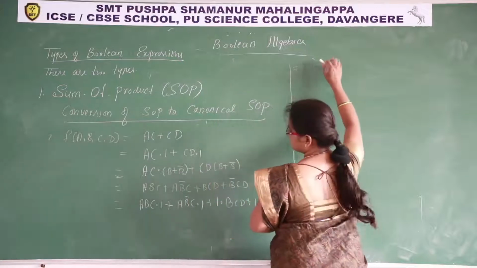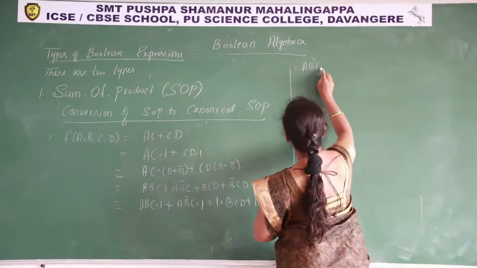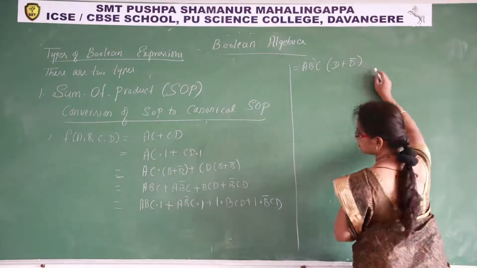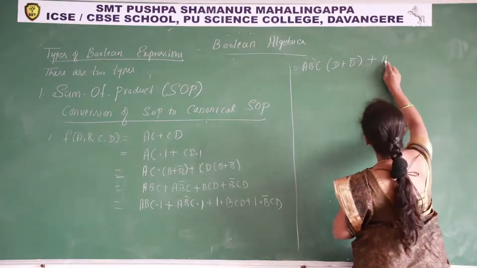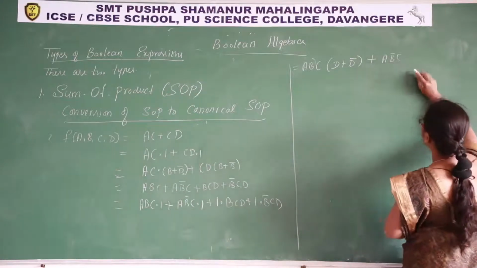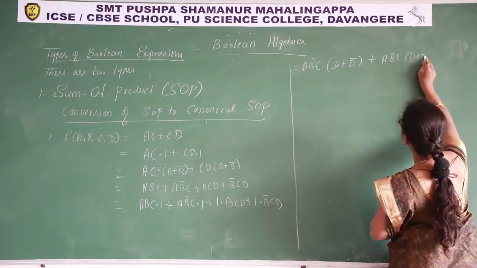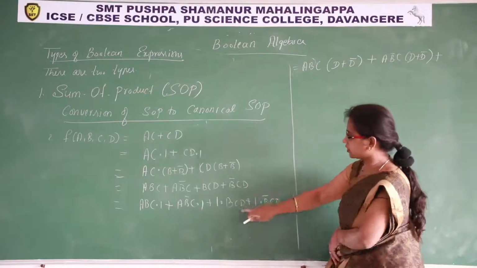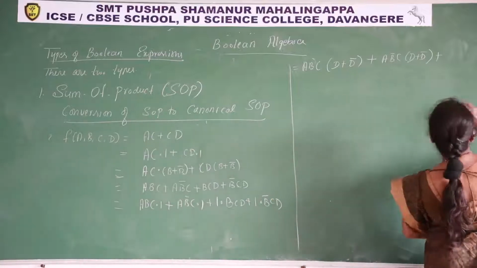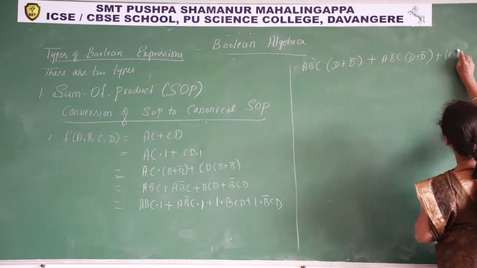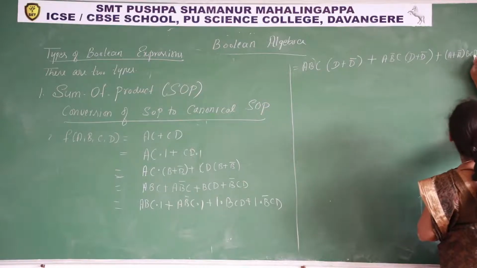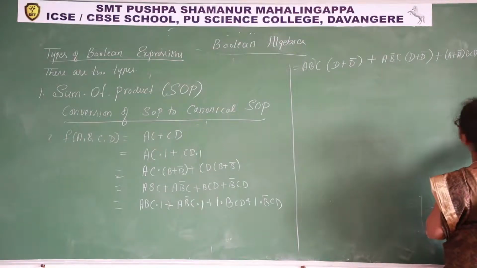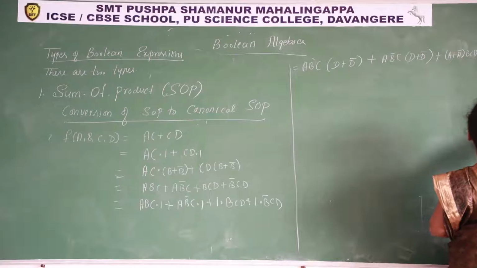I'll continue here. ABC, 1 can be written as D plus D bar, plus AB bar C. Here also 1 can be written as D plus D bar. Here, in this expression, A is missing, no? So 1 is A plus A bar: A plus A bar into BCD plus A plus A bar into B bar CD.